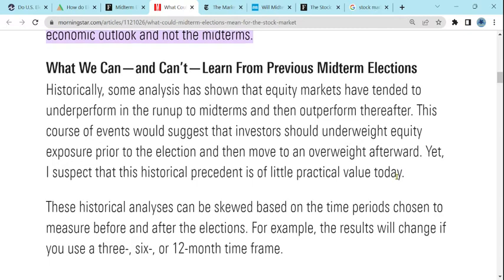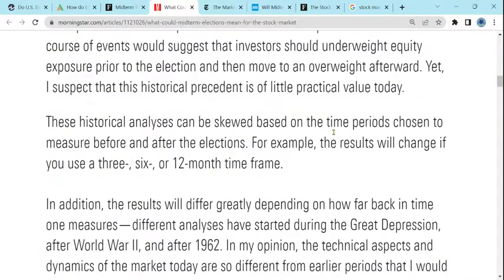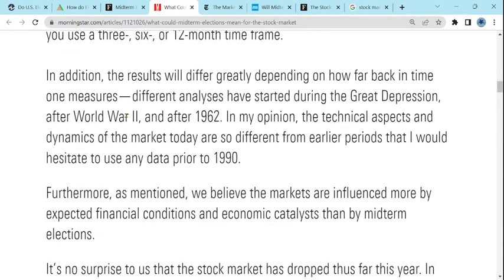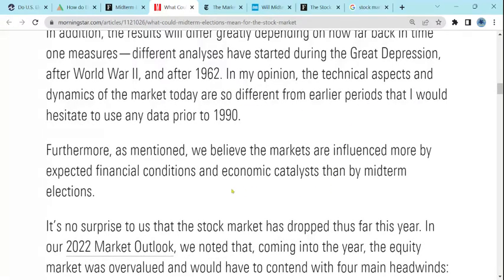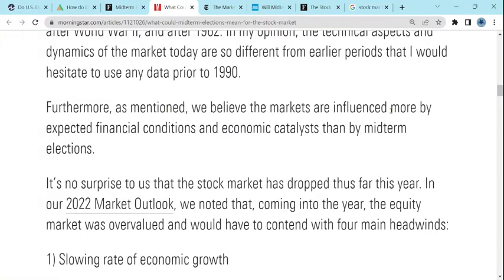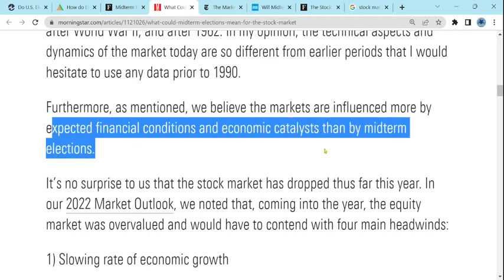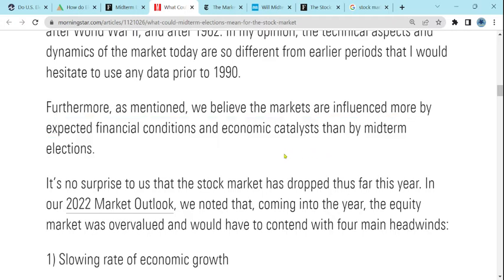Again, this is historical, so it can be skewed based on the years that are chosen, etc. In addition, the results differ greatly depending on how far back you go, starting during the Great Depression, after World War II, and after 1962. Dynamics of the market today are very different from the earlier periods. Again, they believe that the stock markets are influenced more by expected financial conditions and economic catalysts rather than midterm election results.